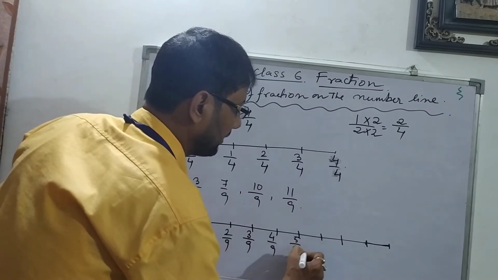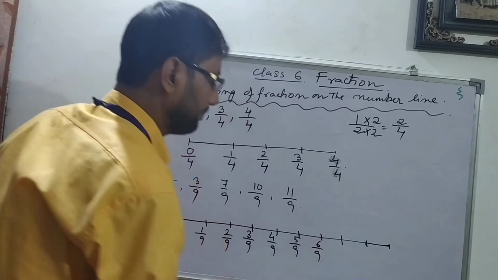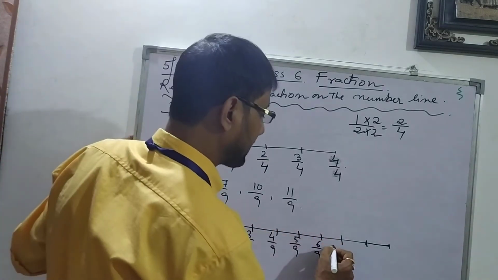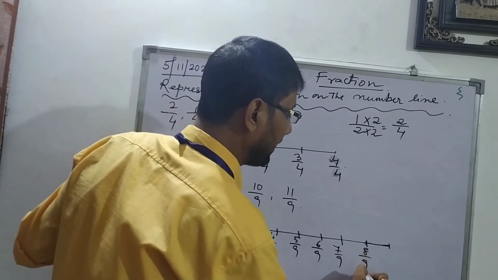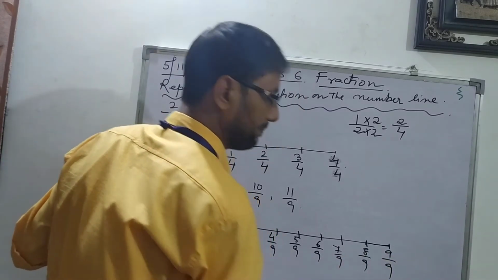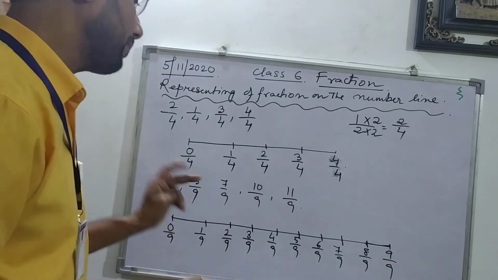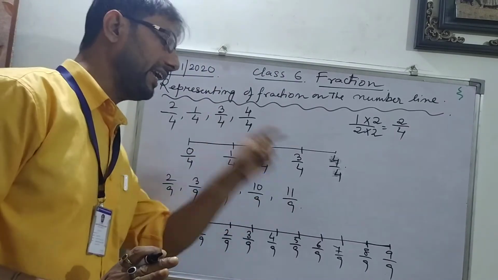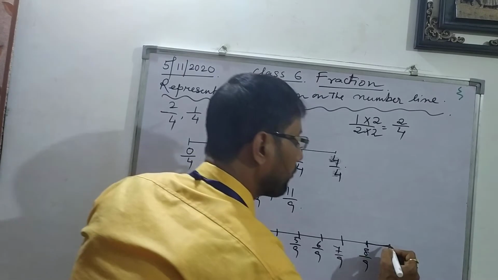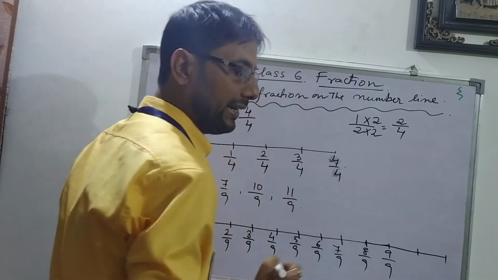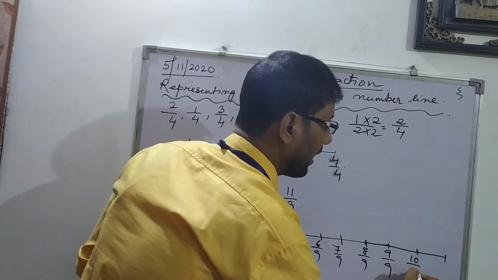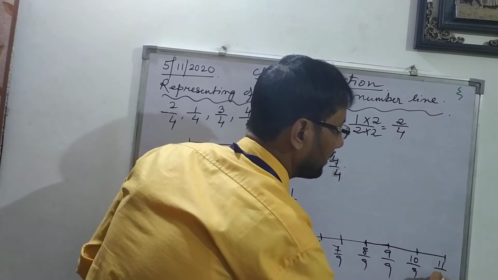5 by 9. 6 by 9. 7 by 9. 8 by 9. So this is 9 by 9. See, 9 by 9. But here it is 10 by 9, 11 by 9. So again I have to go for the 2 division part. That means 9 by 9. Then I will get 10 by 9, 11 by 9.